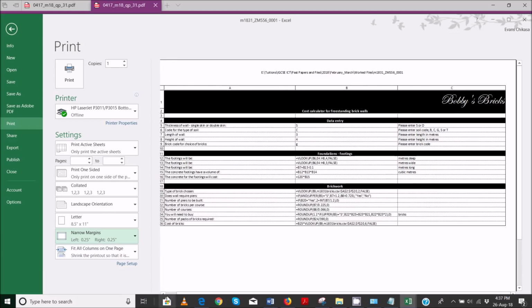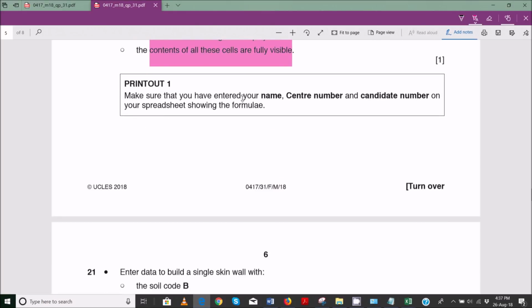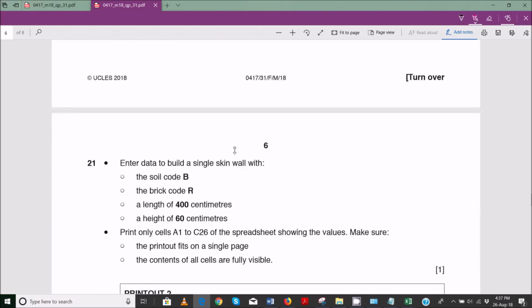Okay, so go ahead and hit print on your printer. My printer is offline, so I don't need to print this anyway. So the next thing that you're supposed to do is make sure that you've entered your name, center number, and candidate number on your sheet showing the formula. This we did last time.